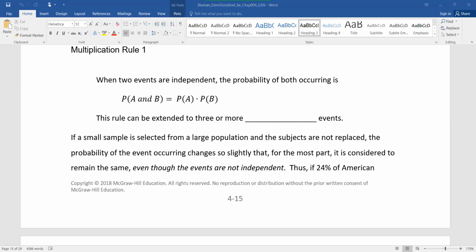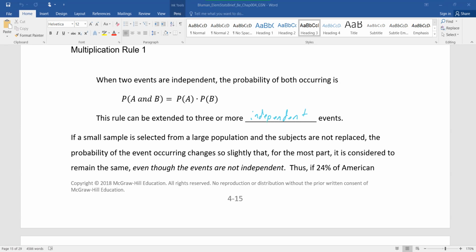You can do as many independent events as you want. So I could do this 157 times and just multiply 157 probabilities. Your probability will get less and less each time, but it's definitely possible. So if a small sample is selected from a large population and the subjects are not replaced, the probability of an event occurring changes so slightly that for the most part, it is considered to remain the same.